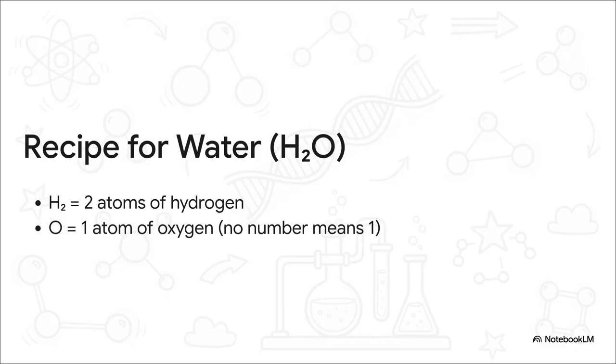It's actually really straightforward. The letter is just the element's symbol, so H is for hydrogen and O is for oxygen. That little number that's written just below the line, that's called the subscript. It tells you how many atoms of that element are in the recipe. So H2 means 2 atoms of hydrogen, and if there's no number, like with the oxygen here, it just means there's 1. That's it. See?